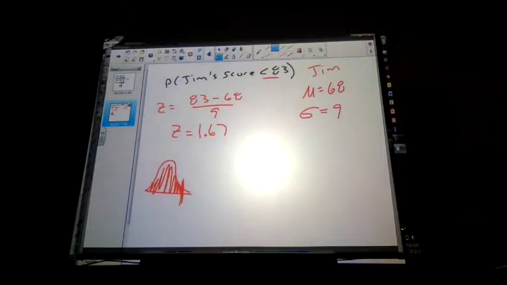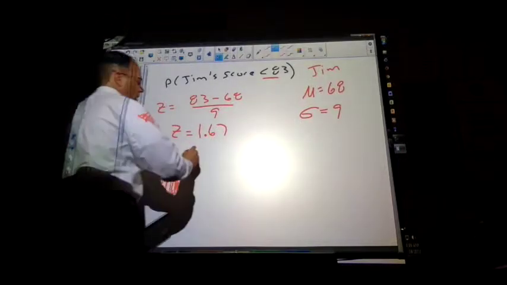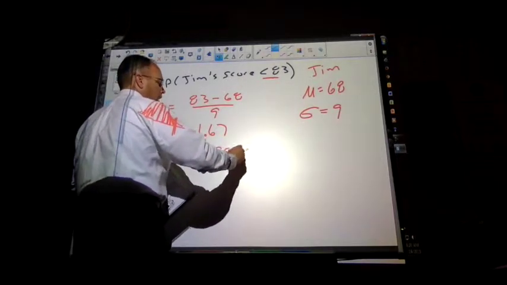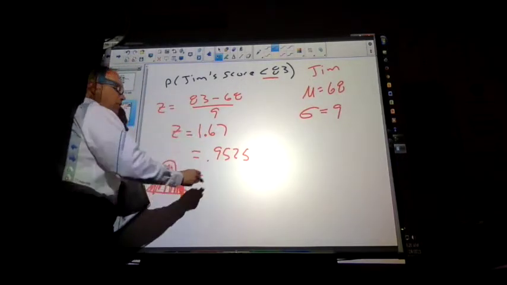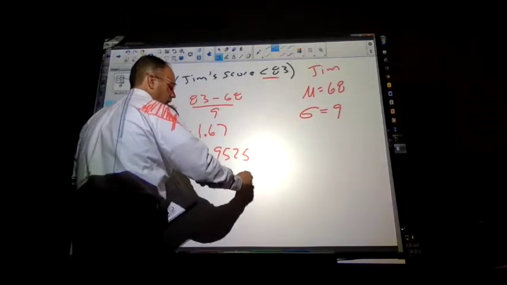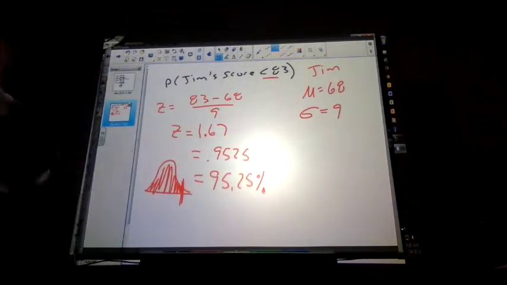So if I want to figure out the area to the left of that, I just need to go to the table in the back of the book, table A, if I can find the back of the book. And I'm going to look up the score 1.67. I find this is 0.9525. So the chance that his score is less than an 83 is going to happen 95.25% of the time.